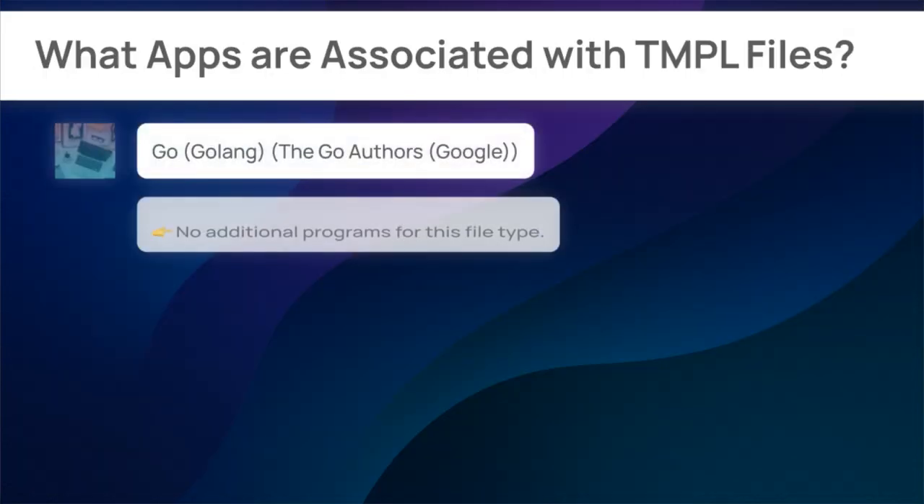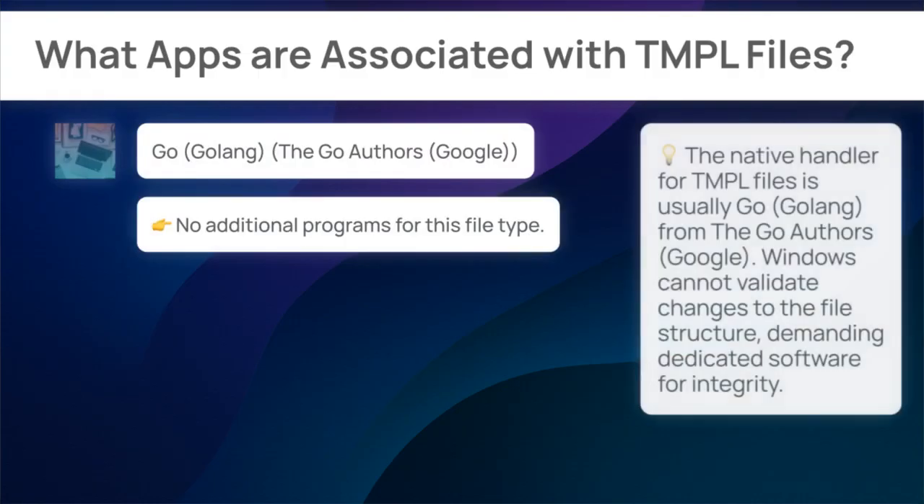Windows registers the TMPL file as an opener for Go, Golang, developed by the Go authors, Google. Windows cannot validate changes to the file structure, demanding dedicated software for integrity. Windows cannot run the script instructions, so actual execution depends on a suitable engine.